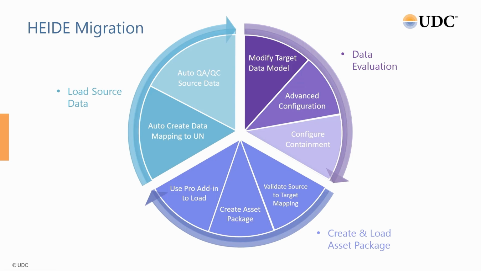Let's talk about how we're going to get from our current source database to our target database. The first step here in our iterative cycle is loading our source data. So what we're going to do is we're going to auto-create our data mapping. The way that we're going to do that is using the schema mapper spreadsheet. How do we get a schema mapper?